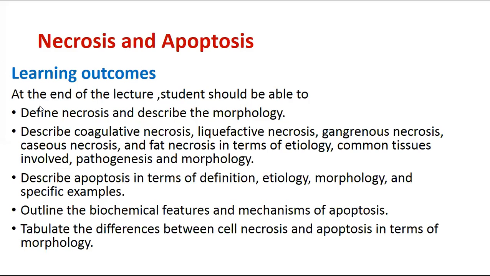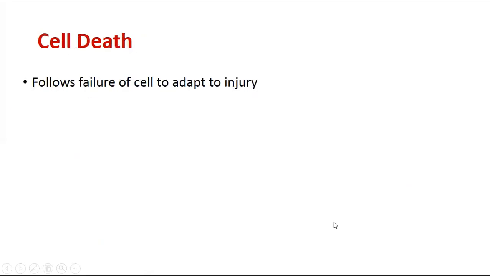So the learning outcome for this is to define necrosis and describe the morphology. And you should know various types of necrosis: coagulative necrosis, liquefactive necrosis, gangrenous necrosis, in terms of the etiology, common tissue involved, pathogenesis, and morphology. You should know what is apoptosis in terms of definition, its cause, its changes you see with specific examples. Also, you should know the biochemical changes you see and mechanisms in apoptosis, and tabulate the difference between cell necrosis and apoptosis. So you should know how to differentiate apoptosis from necrosis.